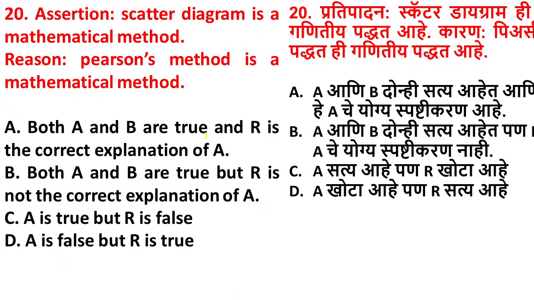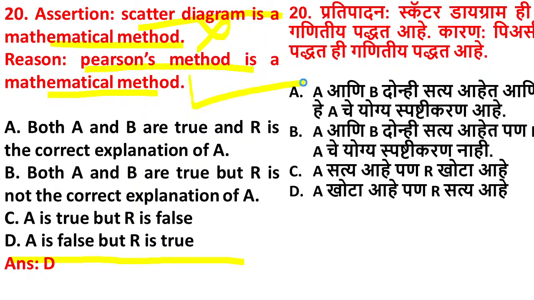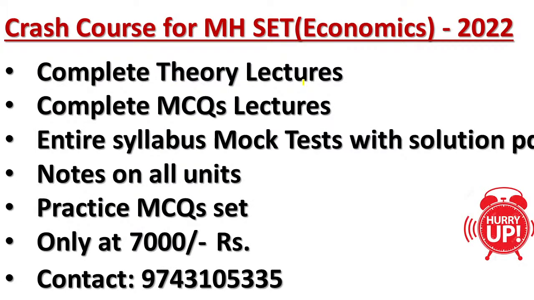Question number 20. Assertion: scatter diagram is a mathematical method. Reason: Pearson's method is a mathematical method. Yes, here option D is correct. A is false, but R is true here. Assertion is false. It is wrong because scatter diagram is a graphical method and Pearson's method is a mathematical method. This is correct. Okay friends, this is about today's session.